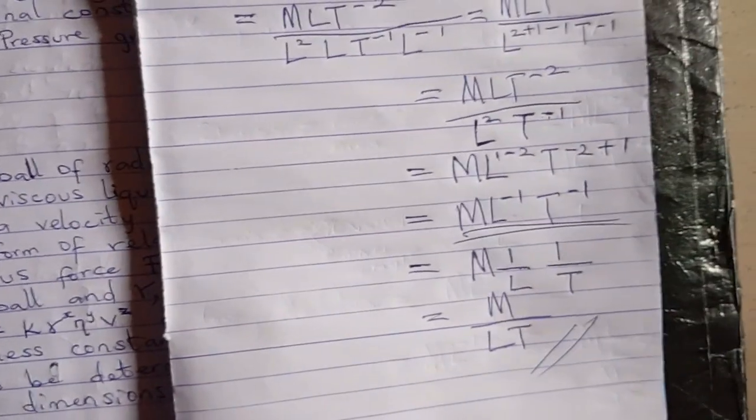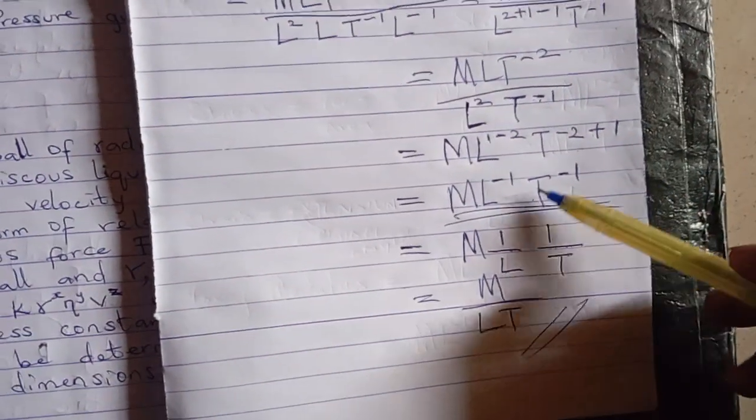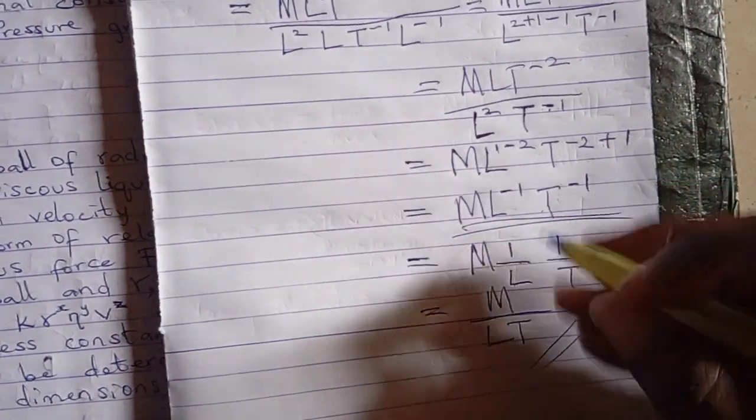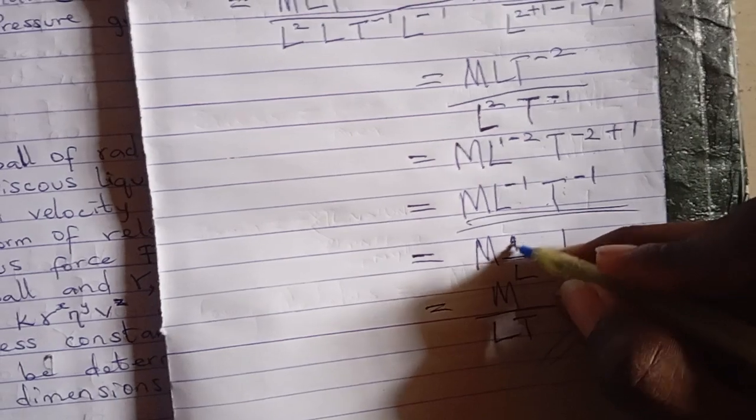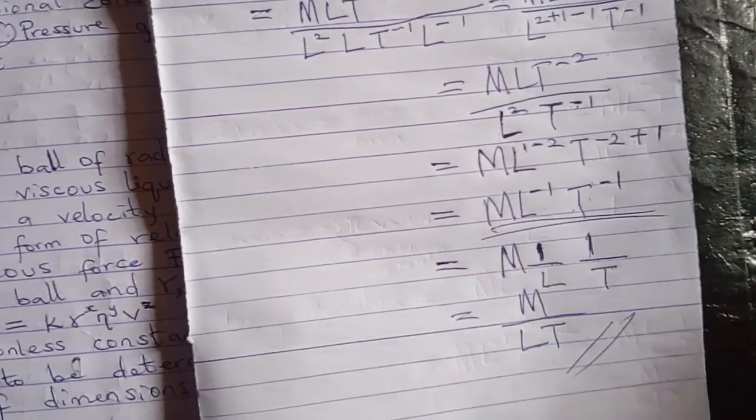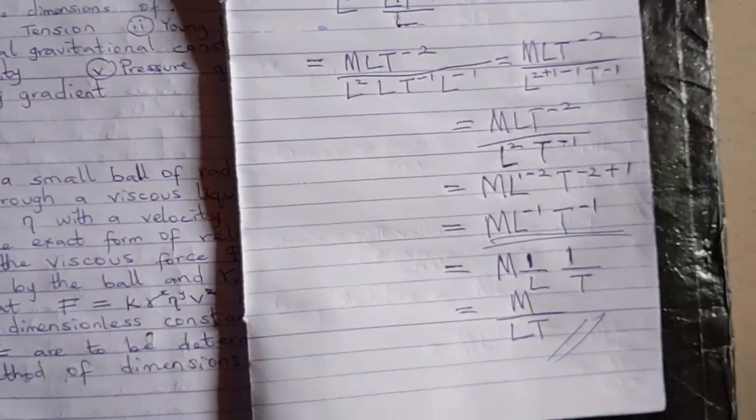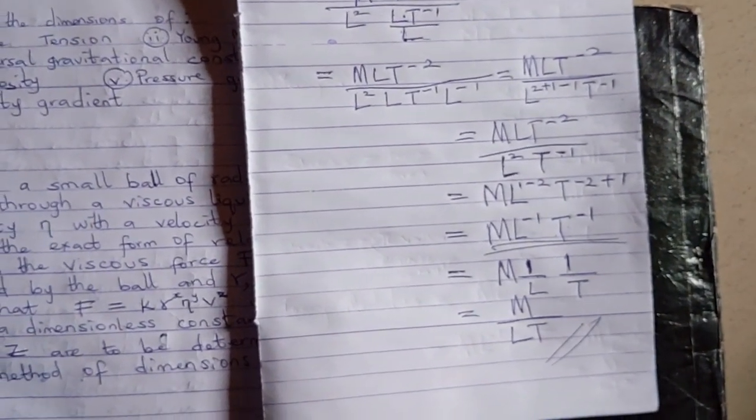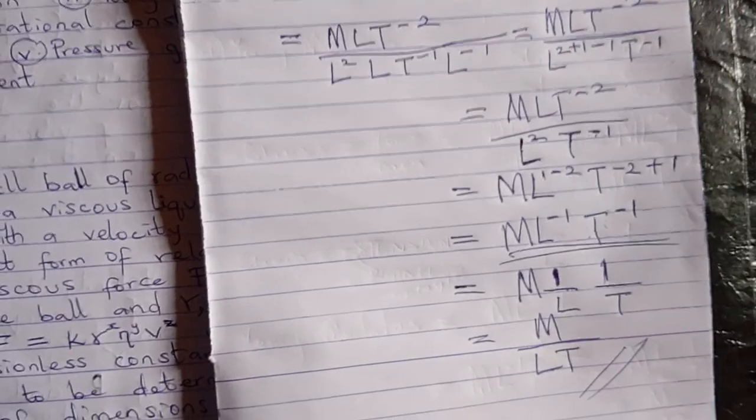So this is the same as this. We applied the indices law to it. So that is for viscosity: m l raised to the power minus 1, t raised to the power minus 1.